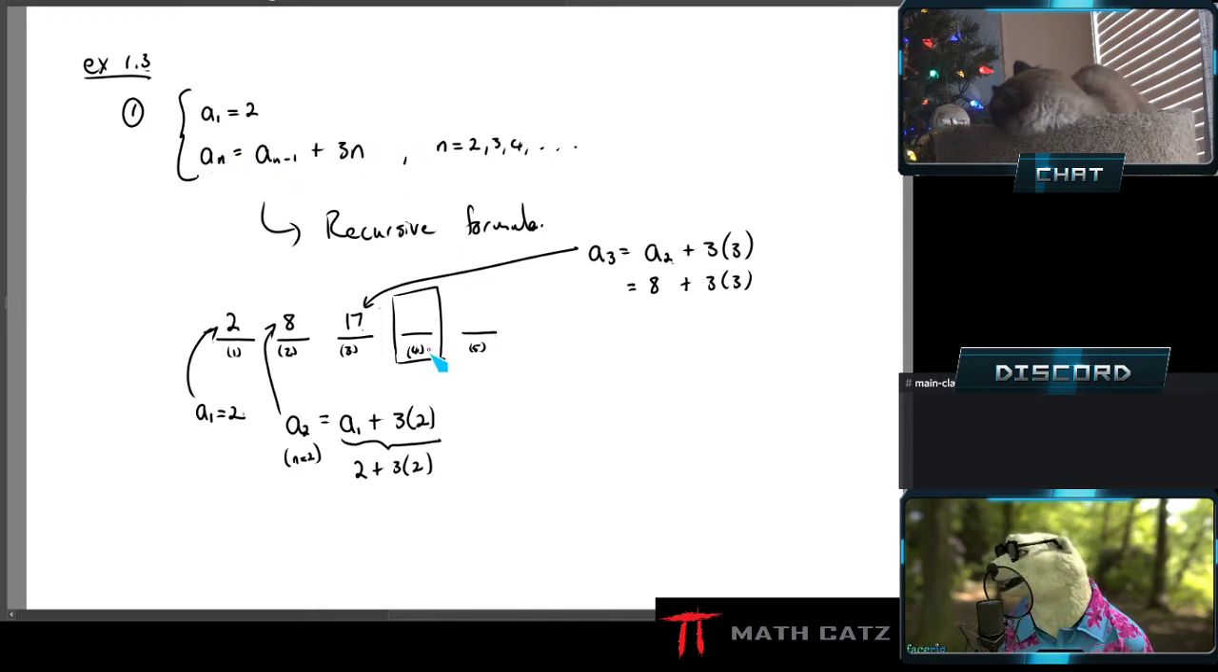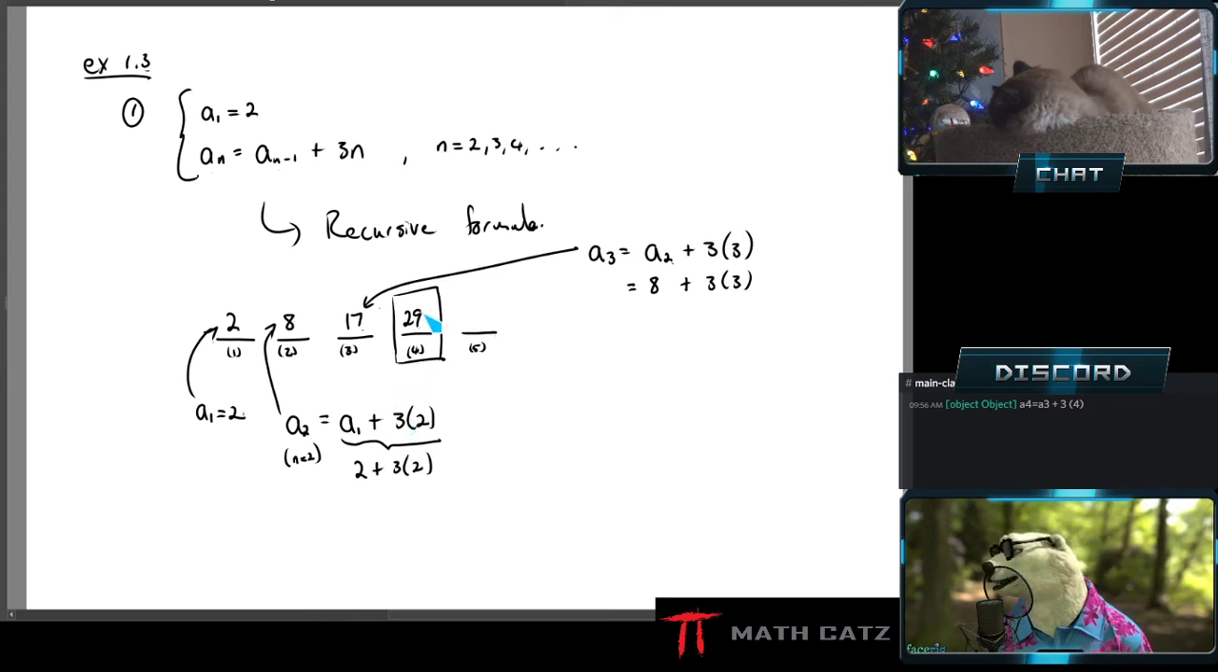So in order to find the fourth term, I take 17, the one that came before it. 17 plus 3 times 4. 17 plus 12, and I get 29.